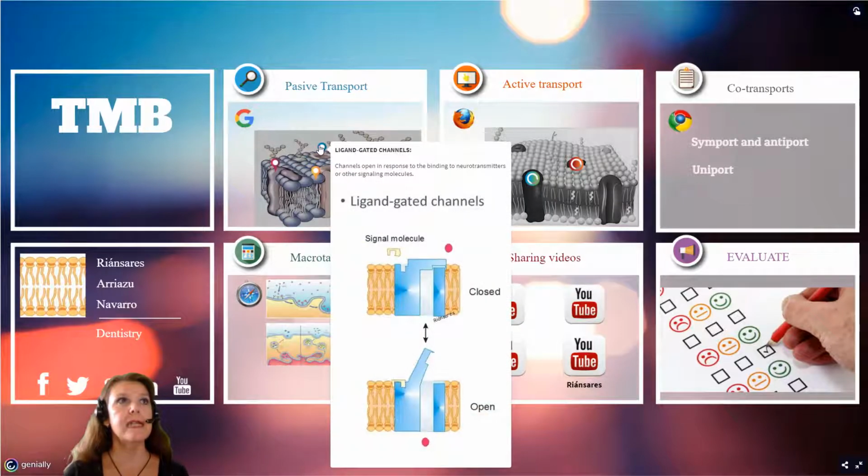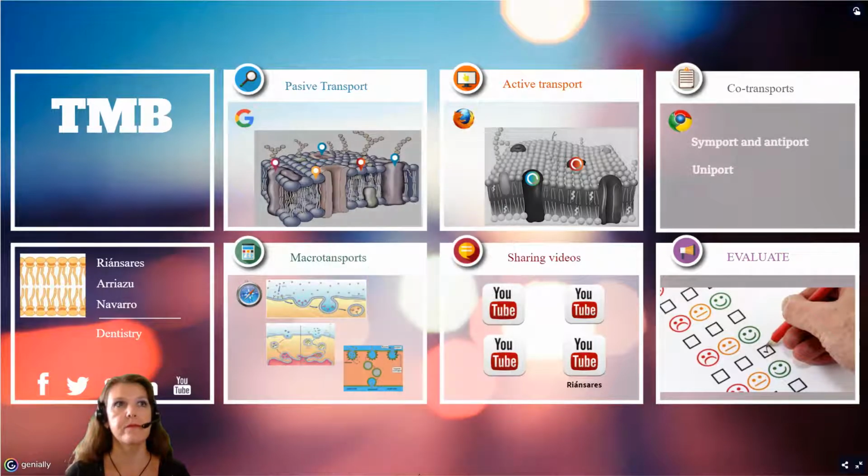When we talk about ligand-gated channels, it means that we need a specific molecule, the ligand, that binds to our protein and permits to open the door. This is our signal molecule, it binds to this specific site and permits to open the door. And then the molecule can cross.